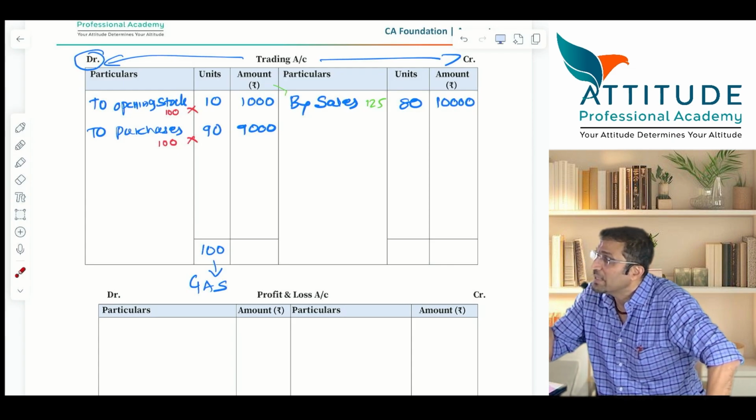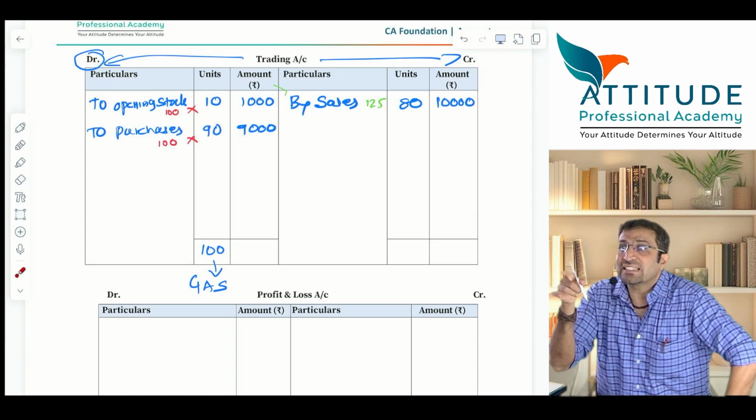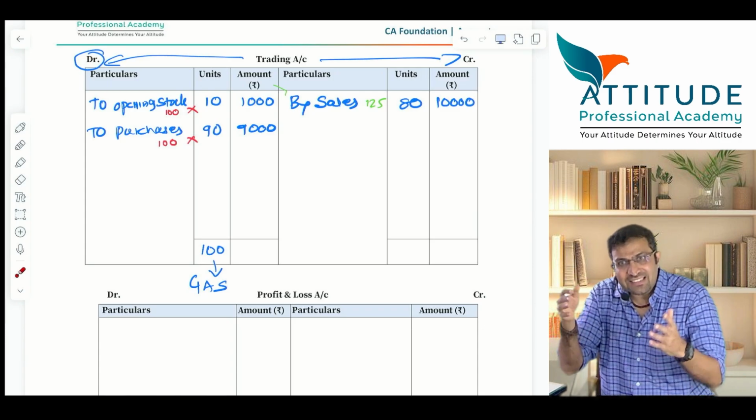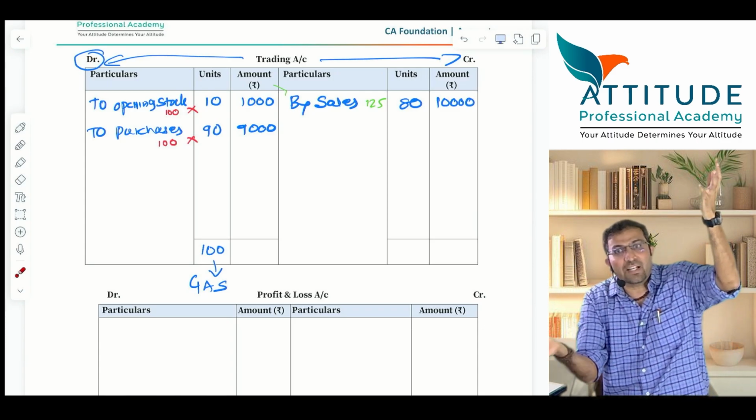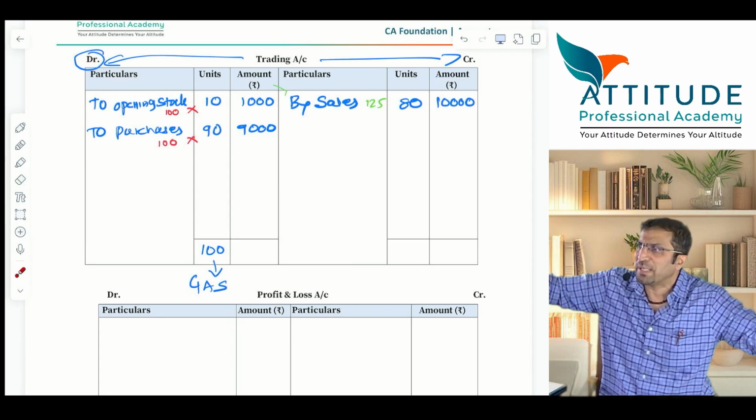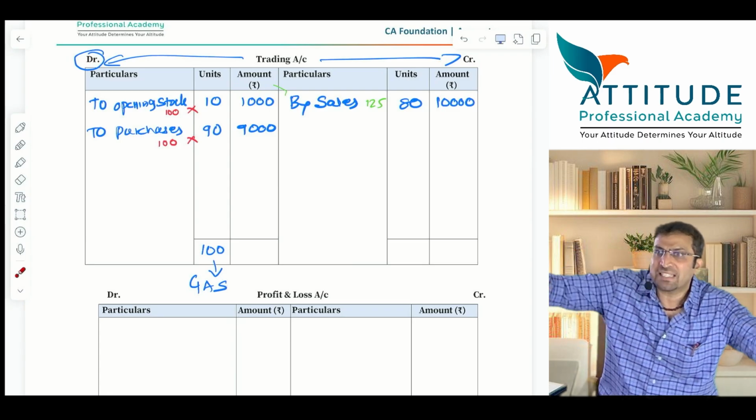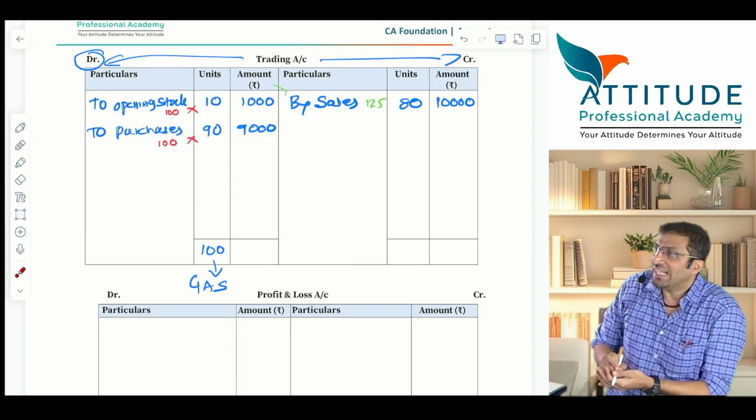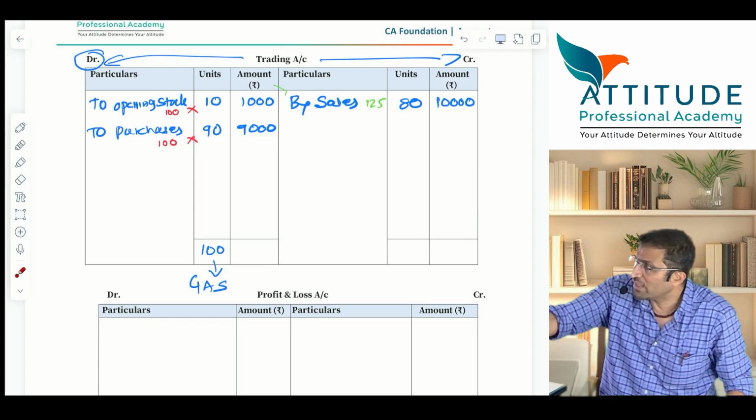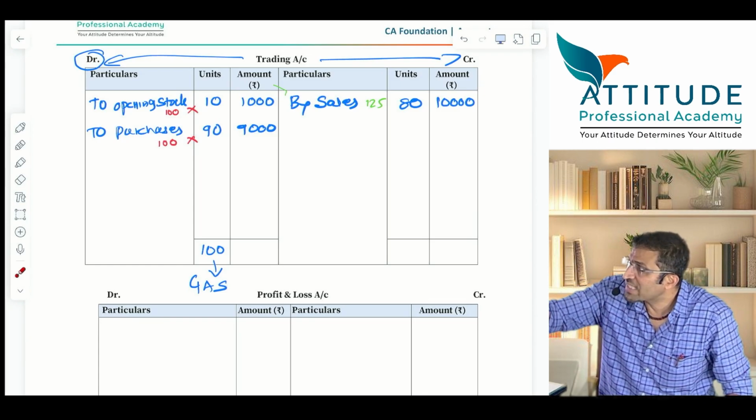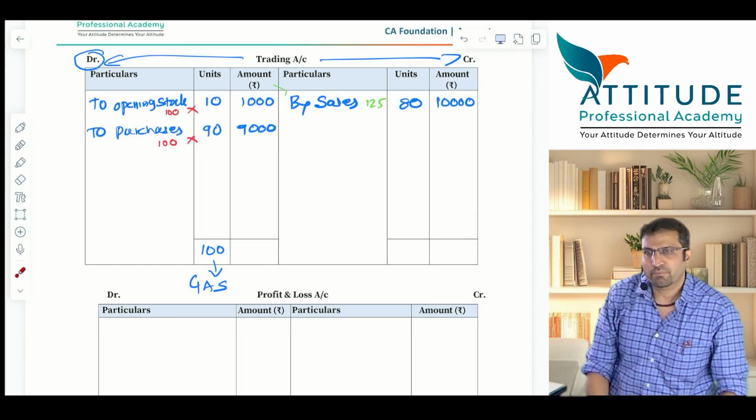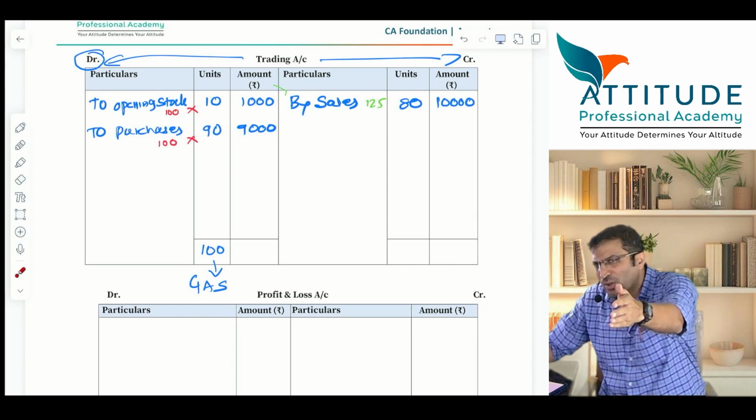Which concept? Otherwise, it is a mismatch. You are comparing the cost of 100 units with the selling price of 80 units. It is not matching. This will be wrong. And there is an accounting concept known as the matching concept. It must match.